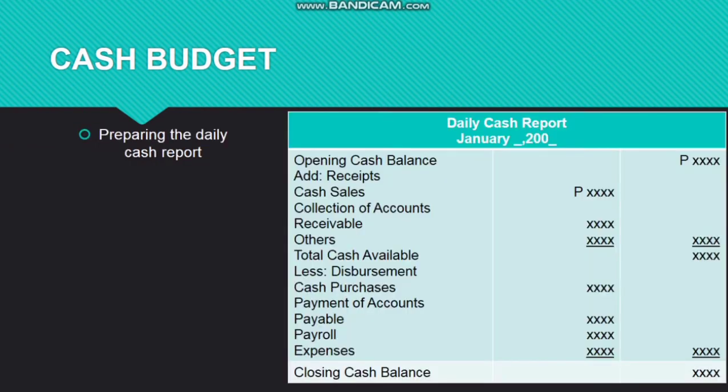Next is preparing the daily cash report. It is another tool to provide information on current cash positions. So here is an example of a daily cash report. This is a summary of the cash balance at the beginning of the day, receipts, disbursements, and cash balance at the end of the day.